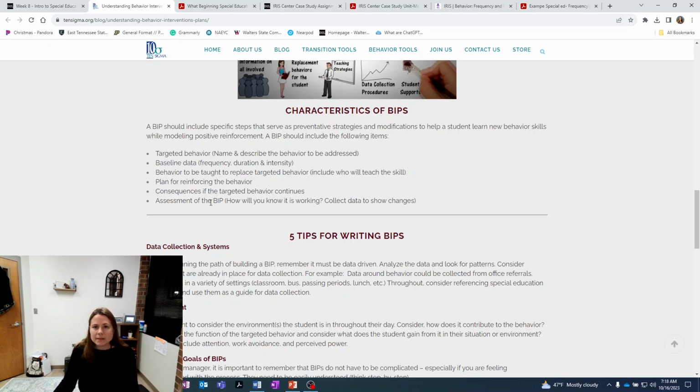And then what happens if the child doesn't do what you want them to do? They have to have a consequence. And then how are you going to monitor the progress made, right? How are you going to assess to see if it's working? How will you know if it's working? And what kind of data are you going to collect to show those changes, whether it's improving or not improving?